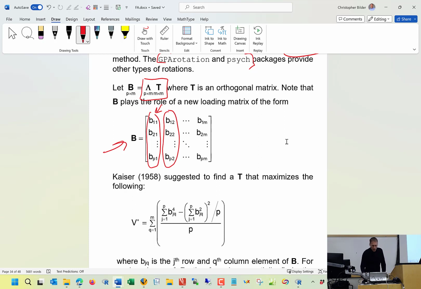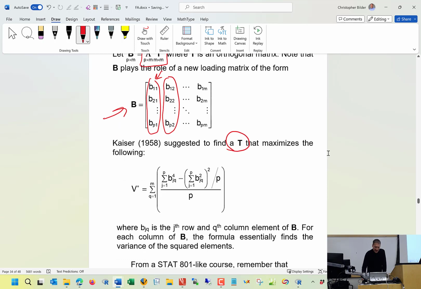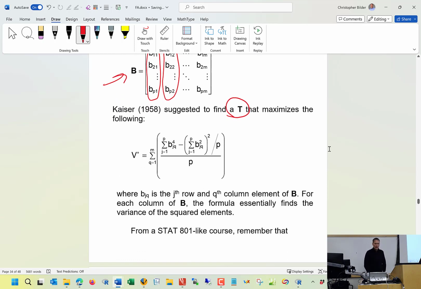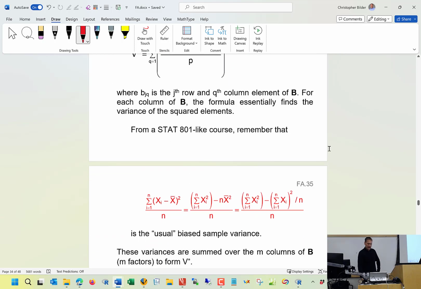So what we end up doing is this. We try to find a t that will maximize this expression here. And on the surface, you might be thinking, well, wait a second, that doesn't look like what you just told me about. We were trying to maximize these variances of the b squares. But in fact, it is.